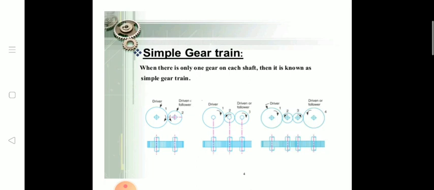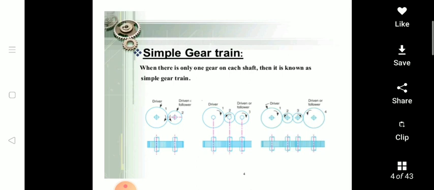Now what do we have to study for the gear train? First the diameter ratio, and also the speed ratio. Suppose the diameter of the driver gear is D1 and the diameter of the driven gear is D2. The number of teeth on the driver gear is T1 and on the driven gear is T2, and the rotational speed of the driver gear is N1 and of the driven gear is N2.